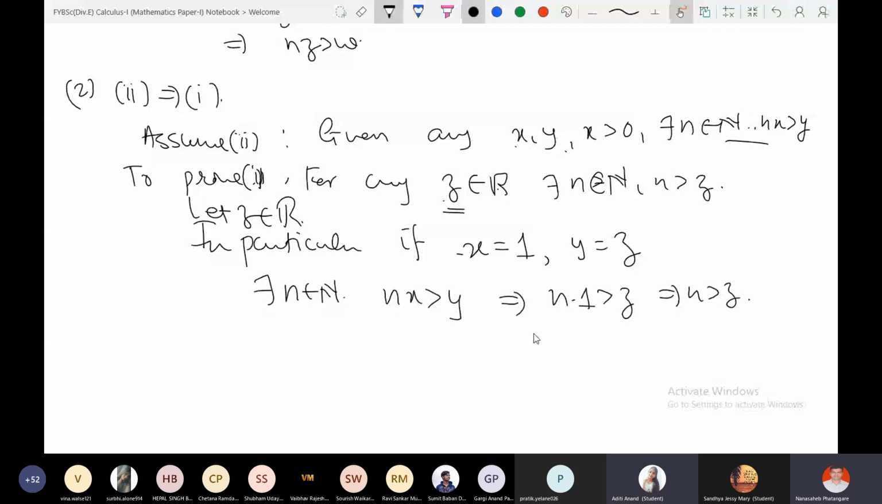Because what is our assumption? Whatever x and y, we can produce n such that nx is greater than y. In particular, I choose x equal to 1 and y equal to z, because we wanted to produce n greater than z. Then by our assumption, there exists a natural number n such that nx is greater than y. That means n into 1 is greater than z. That means n is greater than z. So we are done now. So that is 1. Given any z, we can produce a natural number greater than z. Okay, so I think time is over. So we should stop here. So any doubts?